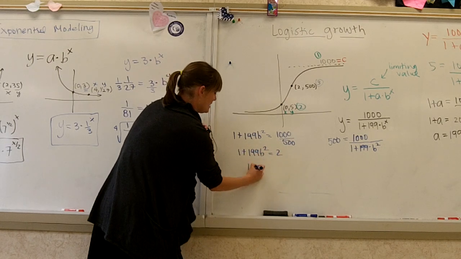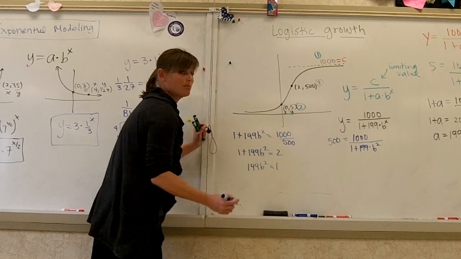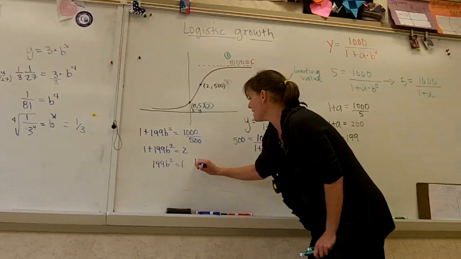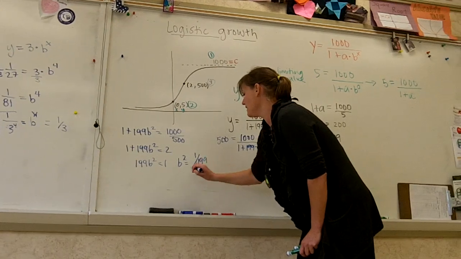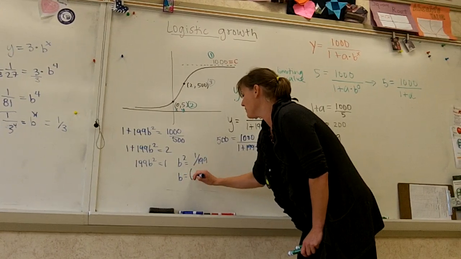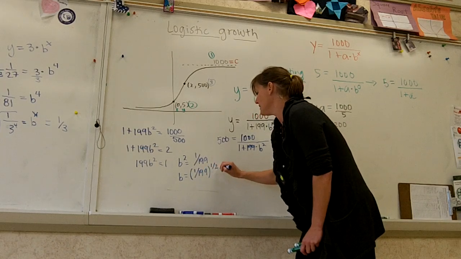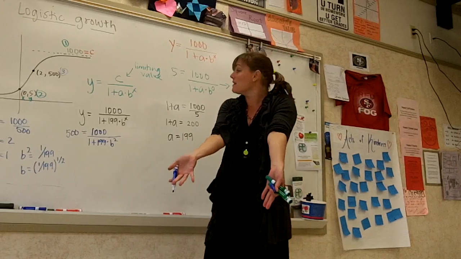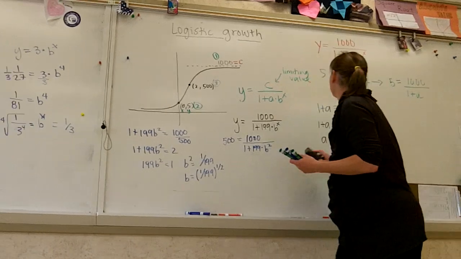So 1 plus 199 B squared is equal to 2. Subtract 1 from both sides, I get 199 B squared is equal to 1. And this is where you need to get out your calculator. You're going to have to do this work for me. I get that B squared is equal to 1 divided by 199. So B is equal to this. I'm going to just leave it raised to the 1/2 power. I'm going to leave it like that because I only have pens in my hand and I don't have a calculator. So now all I have to do is just take this and plug it back in.